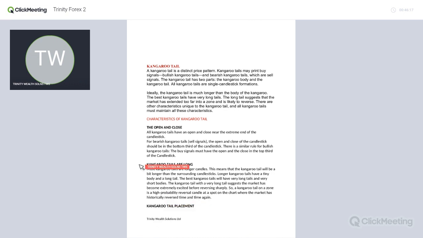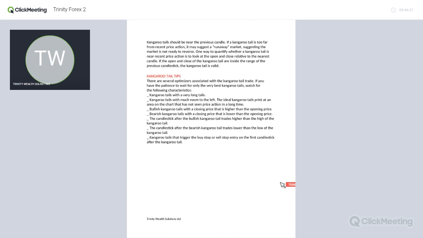Okay, then kangaroo tail placement. How do we trade kangaroo tails? Kangaroo tails should be near the previous candle. If a kangaroo tail is too far from recent price action, it may suggest a runaway market, suggesting the market is not ready to reverse.